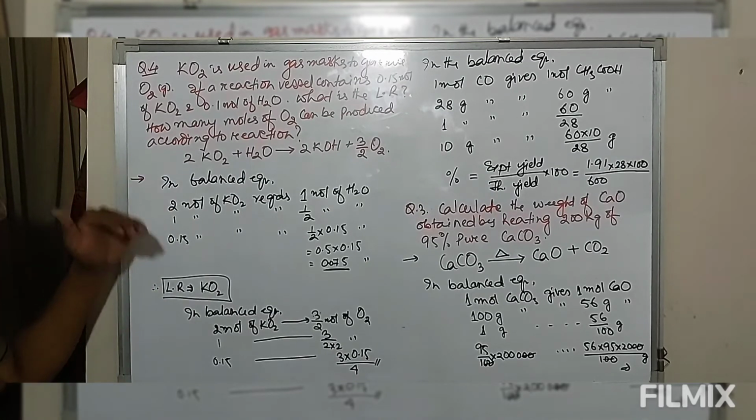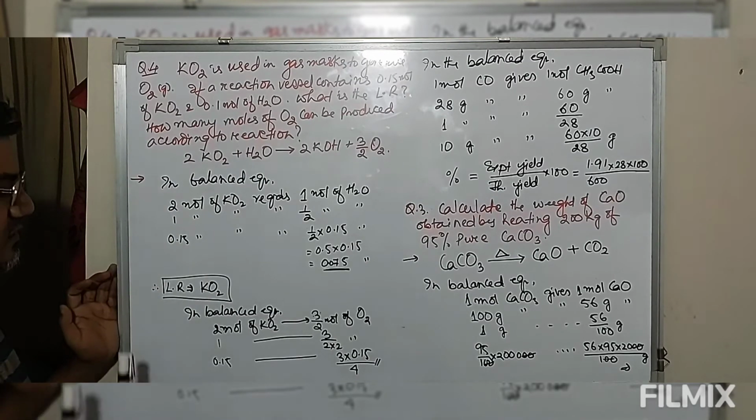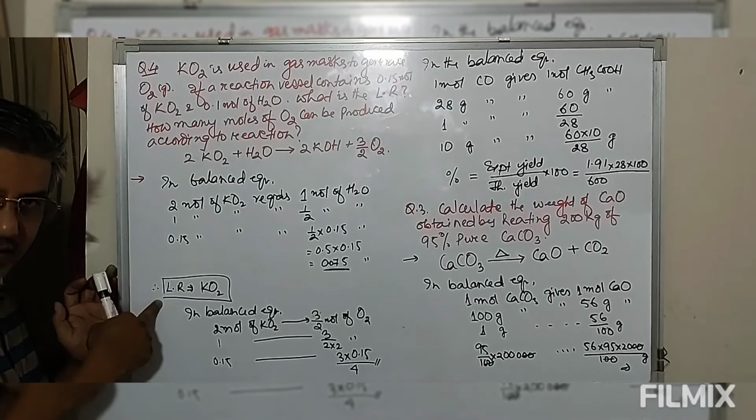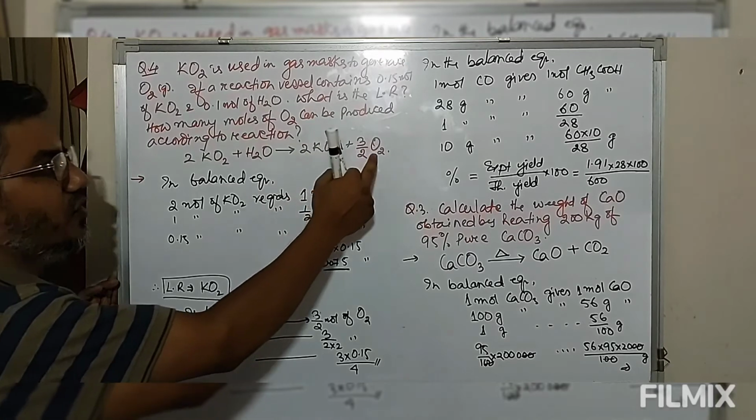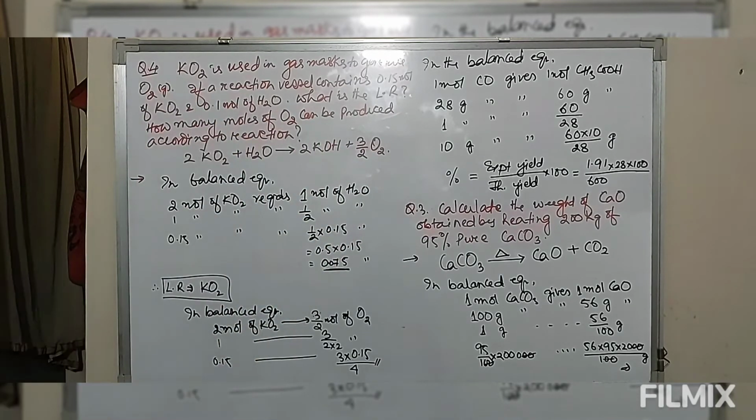So the question involves first the calculation of the limiting reagent. Once we have this limiting reagent, we can define what is the quantity of the product formed.